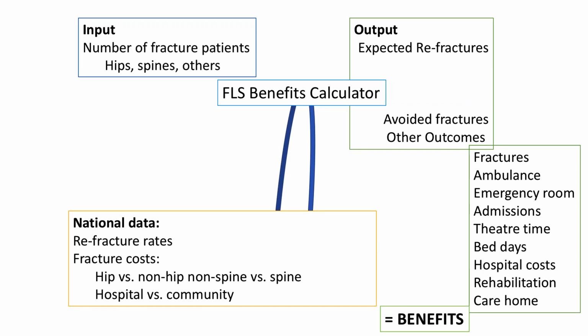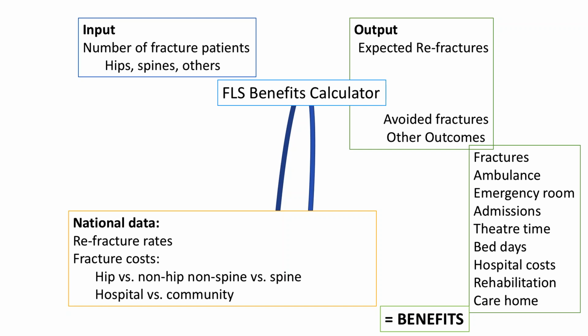And we do this through a benefits calculator, and I'll give you some examples later. The benefits calculator basically takes the input of the number of fracture patients at these common sites, hips, spine, and non-hip, non-spine, and then using national data on refracture rates and the fracture costs, can work out the benefits. And this is intimately linked to the expected refracture rate and then the estimated avoided fractures over a 3 or 5 year window.